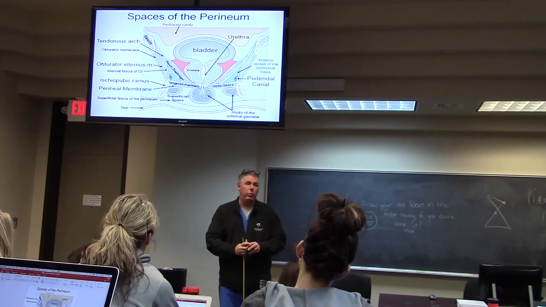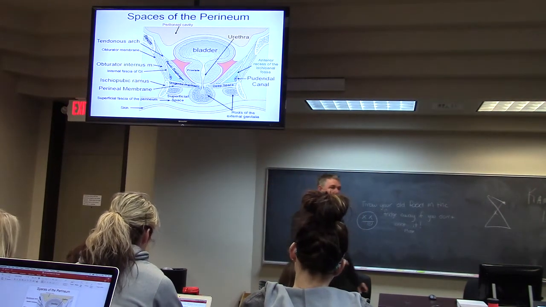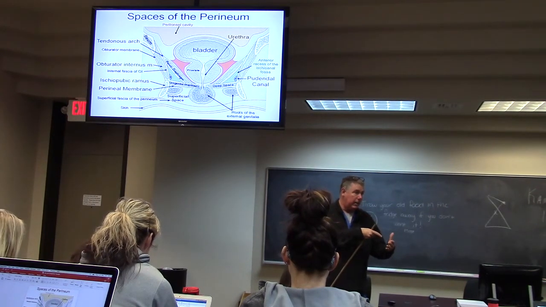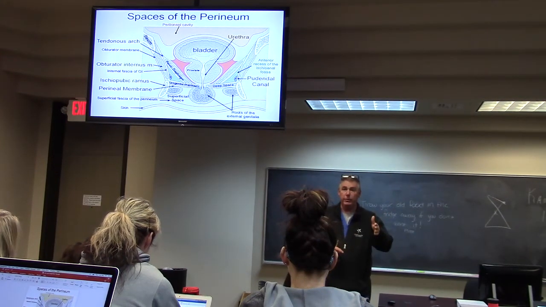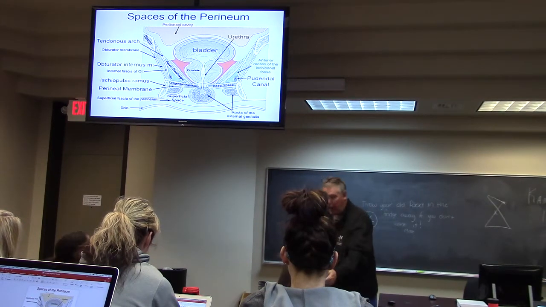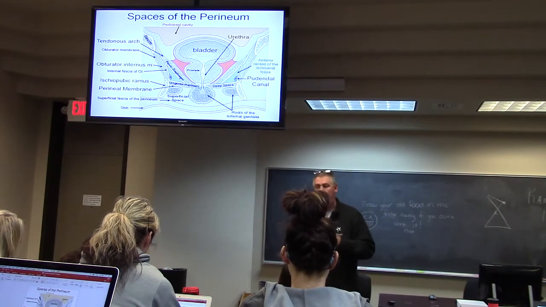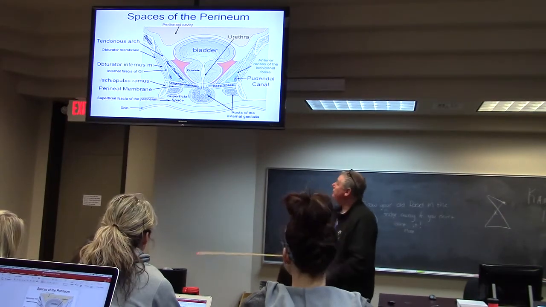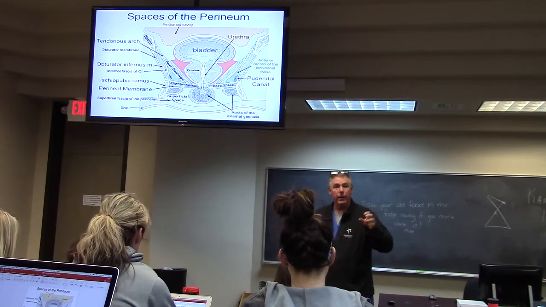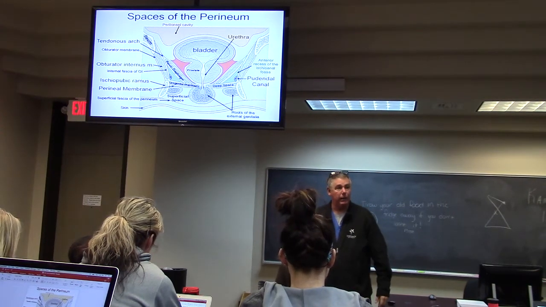So if I were to turn you upside down and remove your skin and fat, I can see your perineal membrane. I'll prove it to you in just a minute. Okay, follow along. Hanging off of the perineal membrane is your external genitalia.